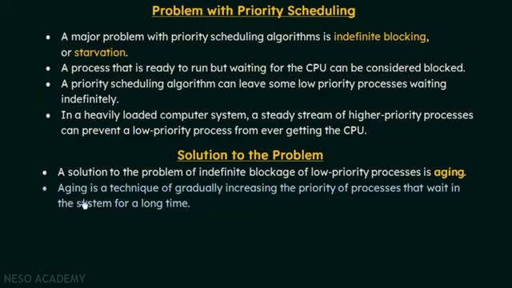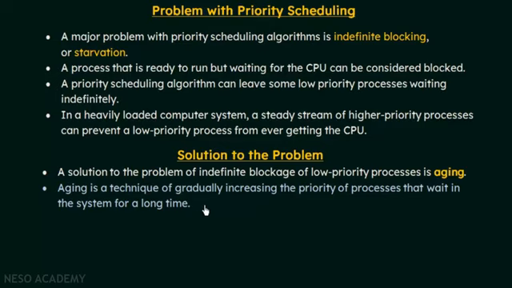Aging is a technique of gradually increasing the priority of processes that wait in the system for a long time. What we mean by this is that when a process is waiting for the CPU in the system for a long time, then it ages. When it undergoes aging, we will increase the priority of the process as it ages. So if the process is waiting in the queue for a long time, by means of aging, we will increase the priority of that process gradually.